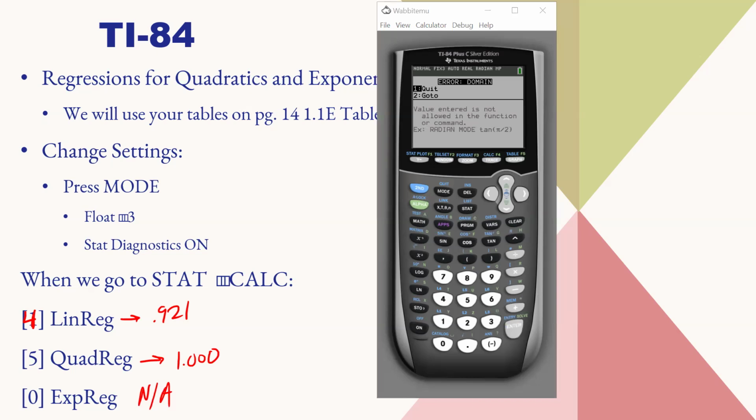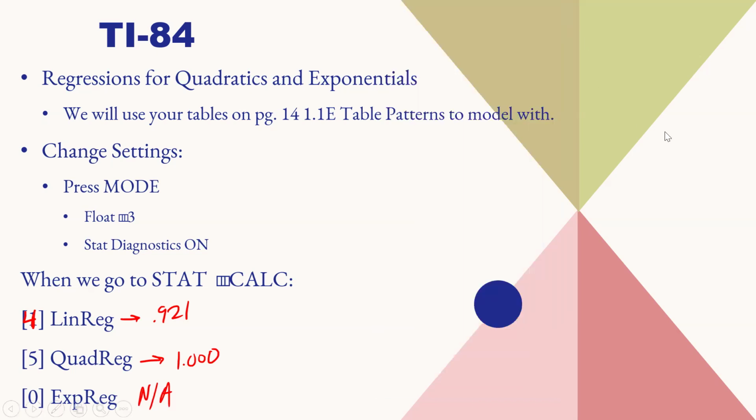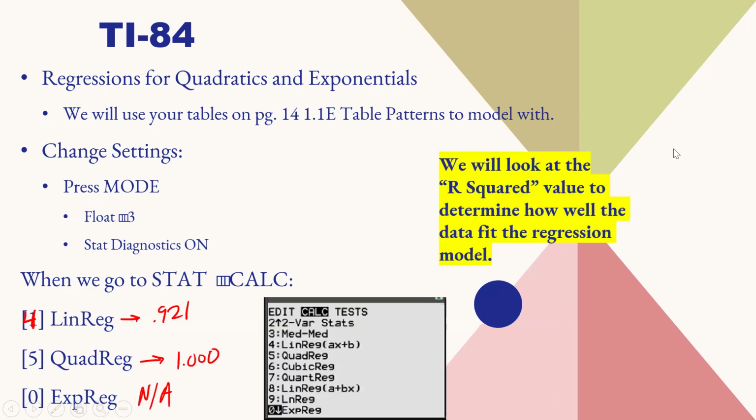What is that number telling us? Why? It's the residuals, but it's telling us how well the data fits this model, right? How well the model fits the data. So if it's at 1, that's 100% fit, right?